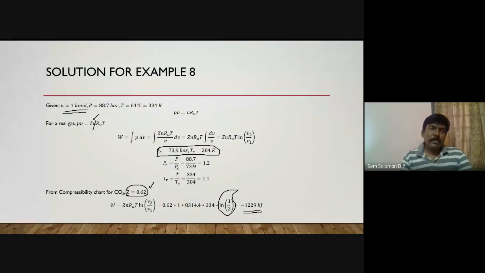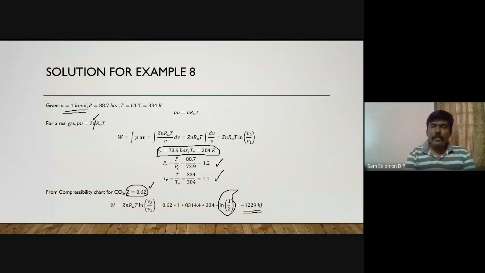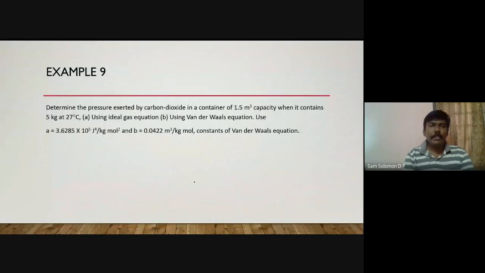Okay, so this is an example I have taken so that you can know how the compressibility chart can be used. You get the values of PR and TR, go to the compressibility chart, look for these values and get the value of Z. Sometimes they give you the value of Z and PR, and you have to get the value of TR. Whichever is being asked, likewise you can get the value. So this is an example I have taken for the compressibility chart.